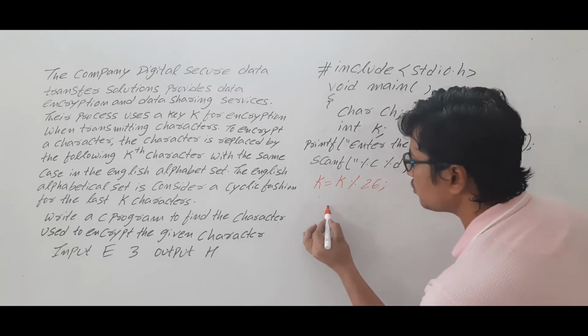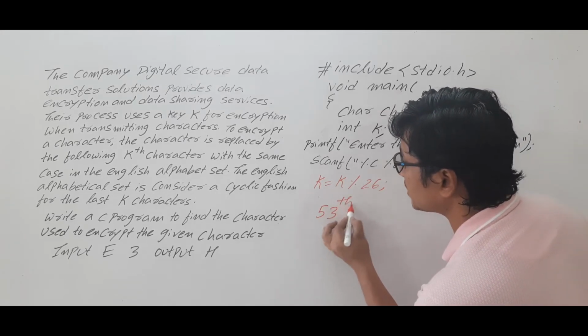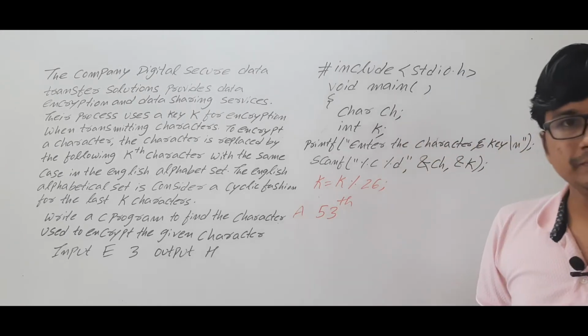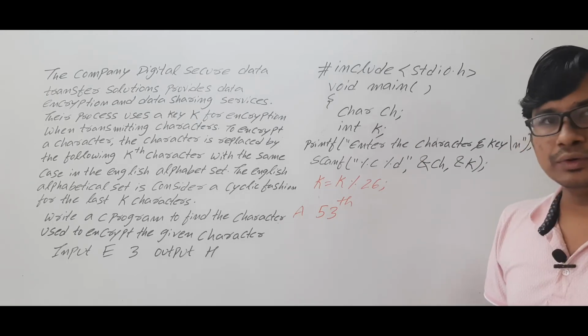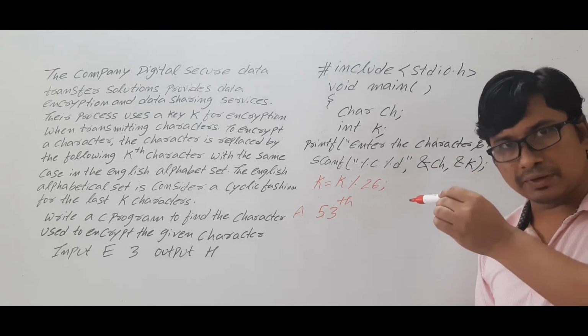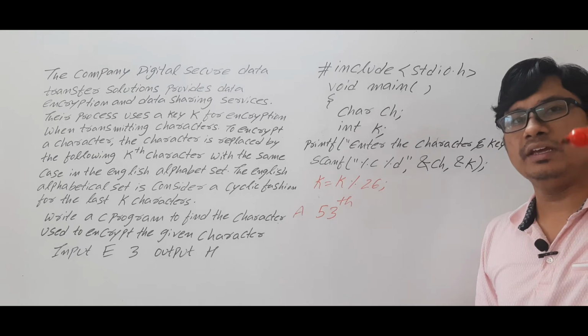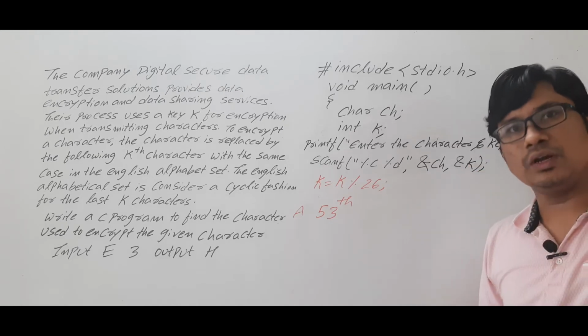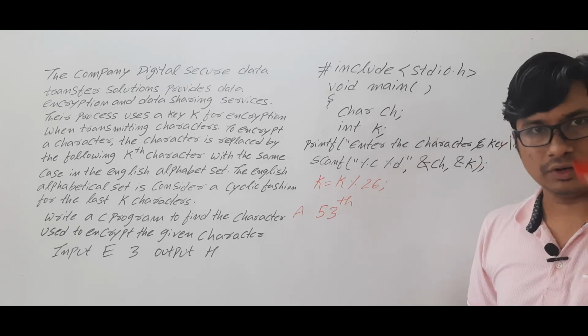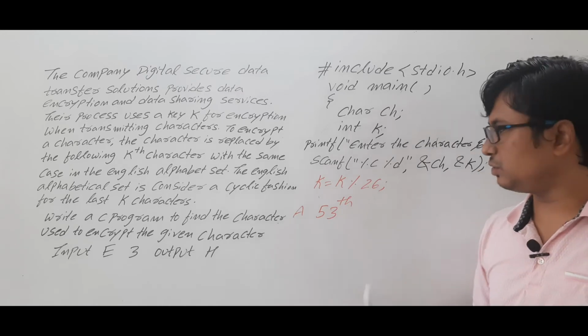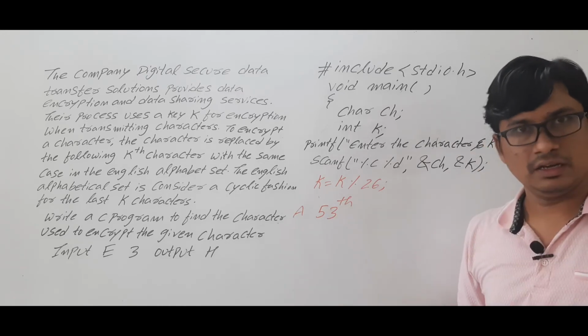If the user wants to find the 53rd character from the capital A, then what do you have to do? You need to go up to capital Z, then again you start from A, again you go to capital Z, again you come to A. Is it clear? You are going through 2 cycles because you have only 26 characters. Are you able to understand?